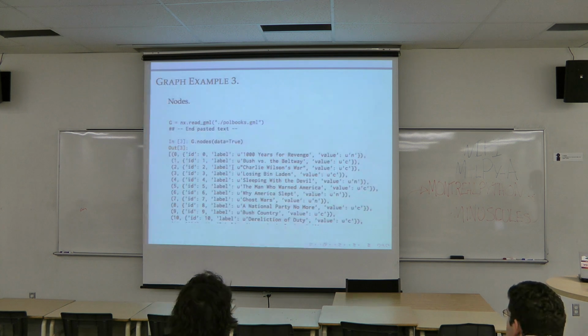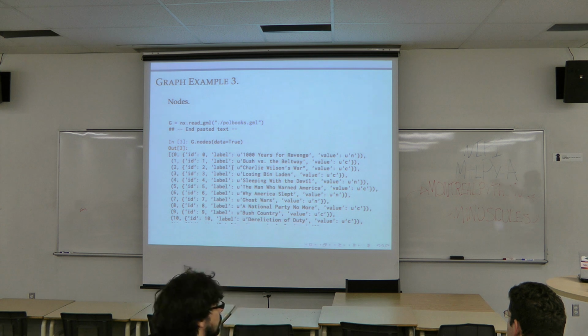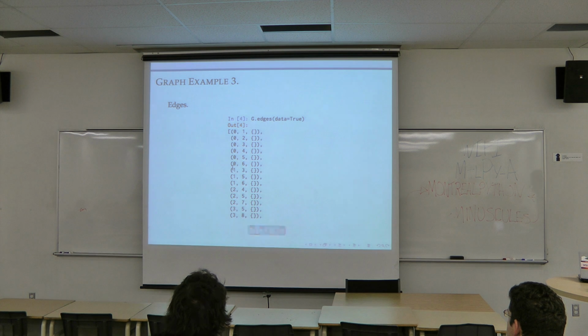So if you were to query the nodes, you'll get this kind of stuff. You get nodes 0 to 10, and each node is a book. There's a title for each book. All right. And the edges is just the co-purchasing between nodes. You don't have a lot of information. You just have the edge.